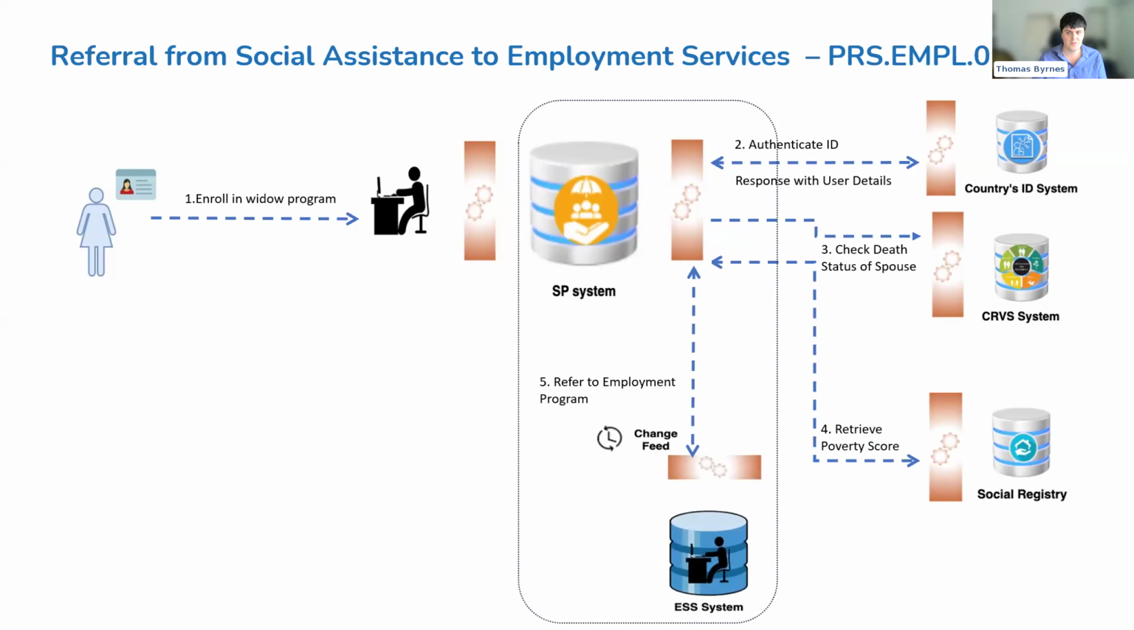Once all these eligibility checks are passed, Maria is successfully enrolled in the widow support program. But because she is of working age and not currently employed, and because she gave her consent to do so, the social protection system automatically prepares and sends a referral to the employment services system. And this is transmitted through an API or a different interoperability protocol to the employment system. Next step, please.